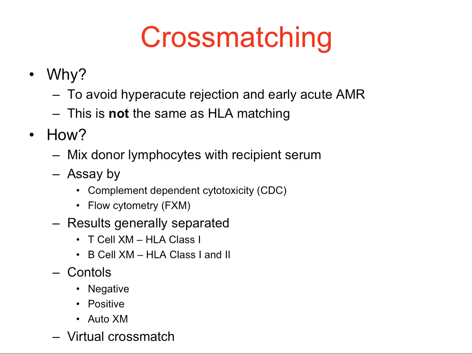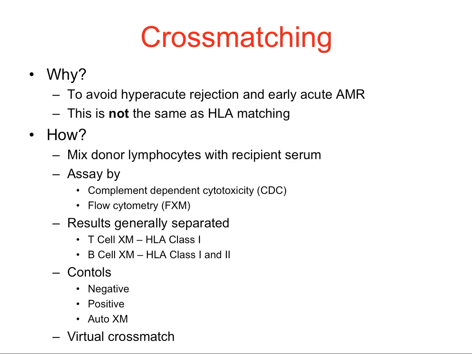So why do we do a crossmatch? Well, we do a crossmatch to avoid hyperacute rejection and early antibody-mediated rejection. Increasingly, we actually do it to give us some prediction of risk. And it's not the same as HLA matching. So you could have a very poorly HLA matched donor and recipient combination with a negative crossmatch. And likewise, you could have a pretty well matched combination with a positive crossmatch because there's a donor-specific antibody to one of the mismatched antigens.